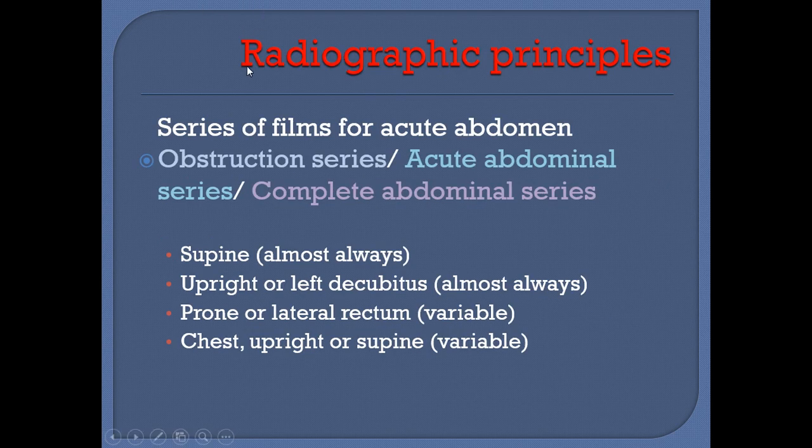The radiographic principles. There are certain series which we acquire in case of acute abdomen or some obstruction. It includes supine film, which is acquired when the patient is lying down with face upward on the couch, upright or left decubitus, which is almost always done, then prone or lateral rectum, sometimes done, and the chest upright or supine.